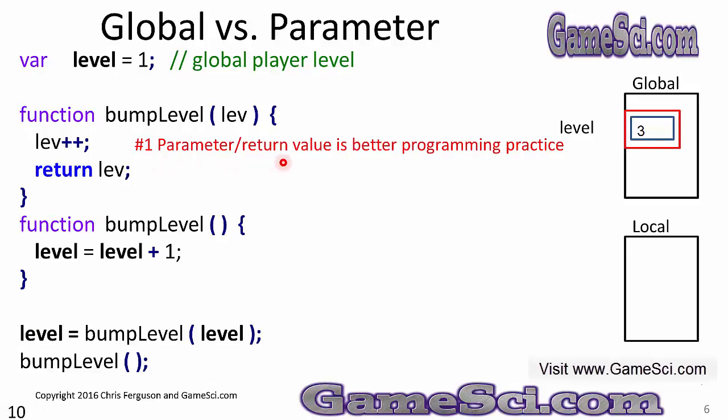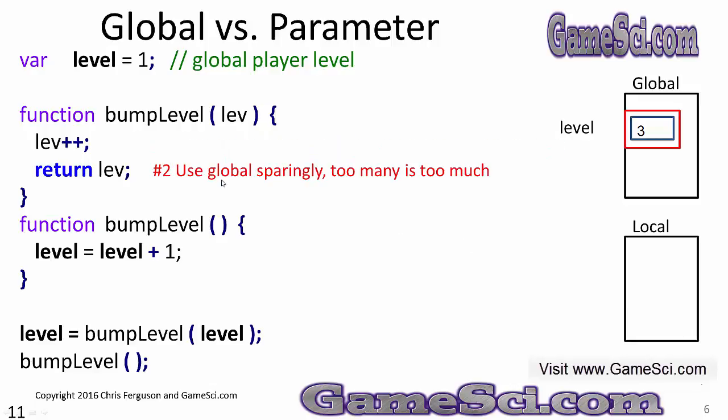Number 1, parameter and return value is better programming practice. When given the choice, all things being equal, try and use parameter and return value as input and output to the function. It's considered much better programming practice. Number 2, use global variables sparingly. Too many is too much. You do not want 1,000 global variables at the top of your code. You want to have a small, concise list of global variables. So very, very critical information like the level or the X or Y position of the character, that might be global variables. But temporary variables, variables that you only use occasionally, try and use locals or parameters for those.